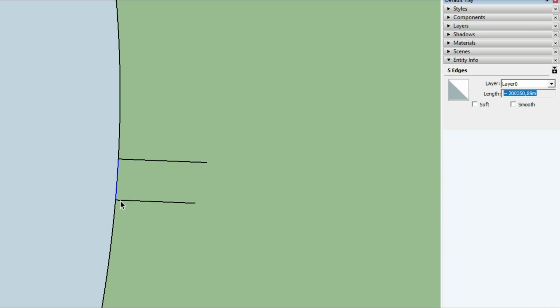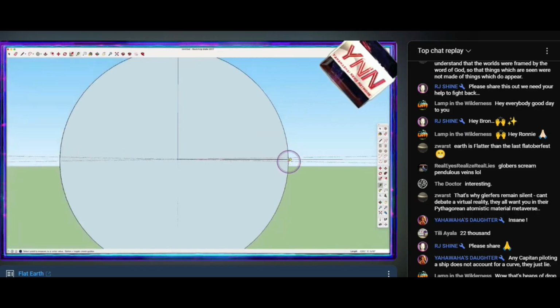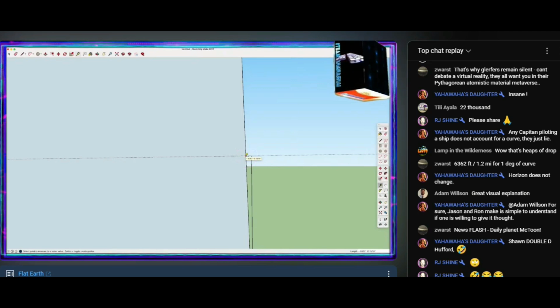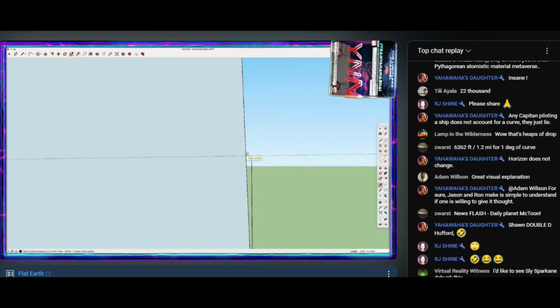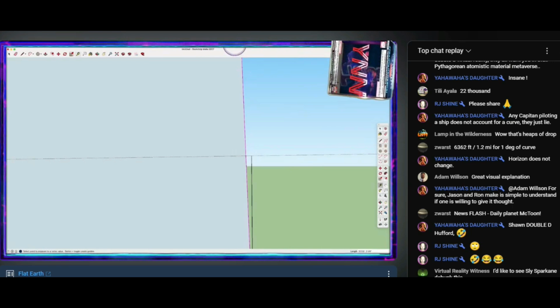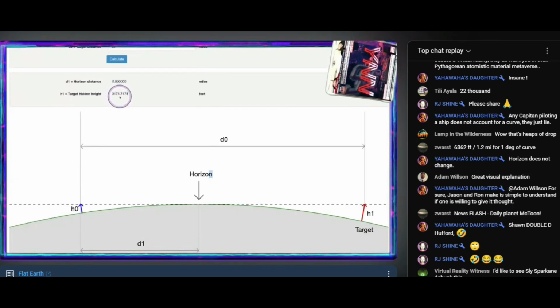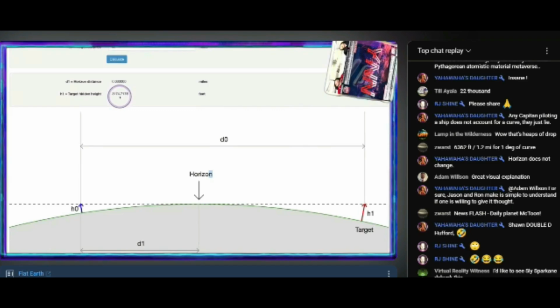I need to point out, you two are lying scumbags, deceivers. You are going to burn in hell. This would be 1.2 miles. Over here is your 6,363 feet. We'll call it 6363. And right here we have 3,174. Oh, what morons.